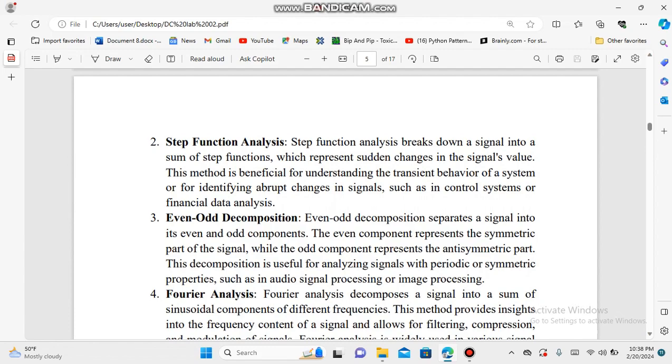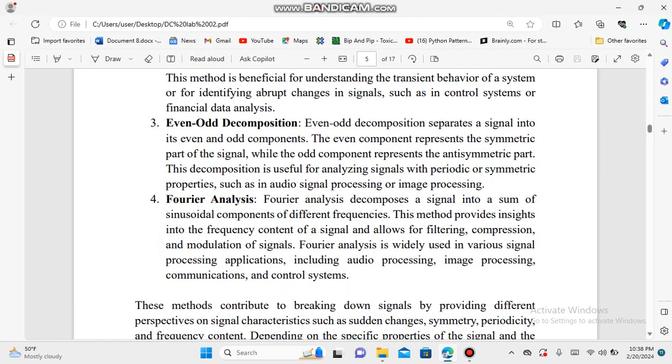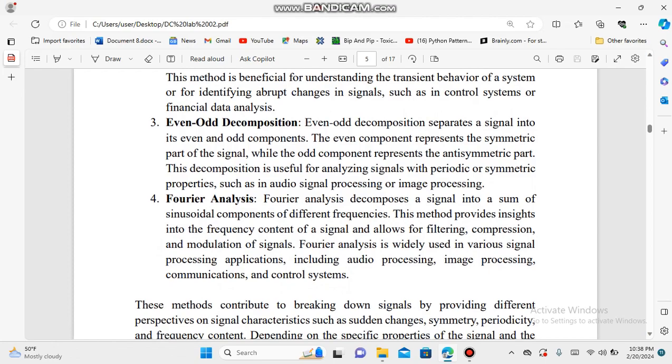Even odd decomposition separates a signal into its even and odd components. Fourier analysis decomposes a signal into the sum of sinusoidal components of different frequencies. That method provides insight into the frequency content of signals and allows for filtering, compression, and modulation of signals.